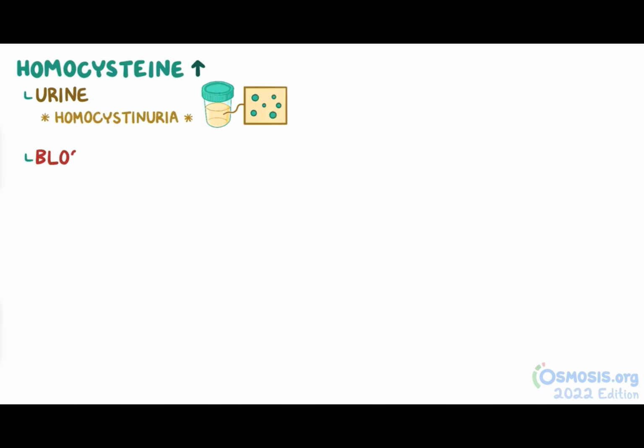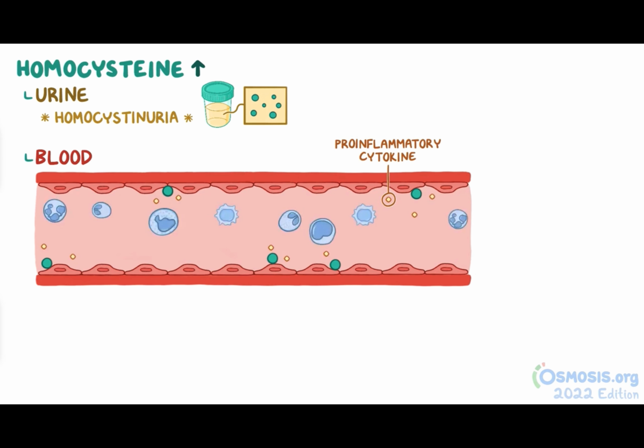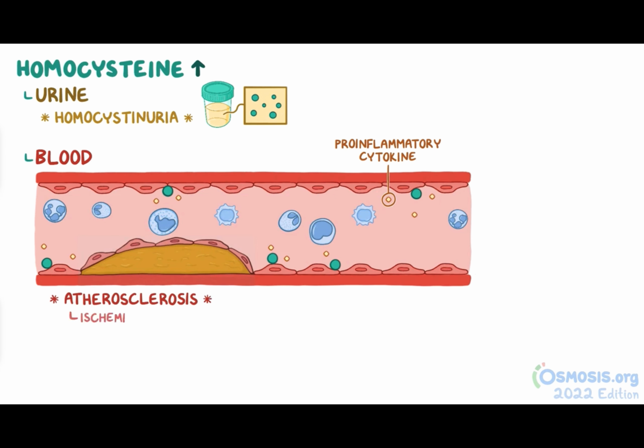Next, when homocysteine builds up in the body, some of it is excreted in the urine, leading to homocystinuria. It also builds up in the blood, where it binds to the endothelial cells lining blood vessels, causing them to secrete molecules called pro-inflammatory cytokines. These attract immune cells like leukocytes to the area and cause inflammation, which leads to atherosclerosis, or plaque buildup inside the arteries. This narrows the arteries and could lead to ischemia of the tissue supplied by them.